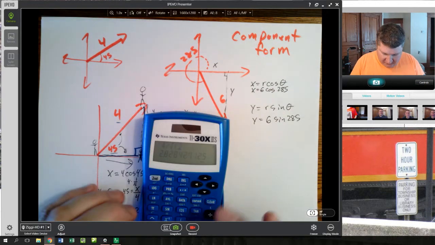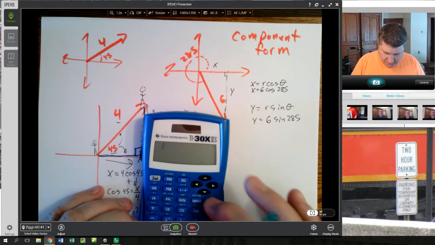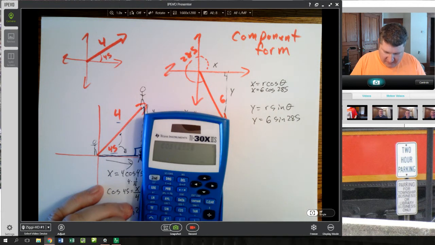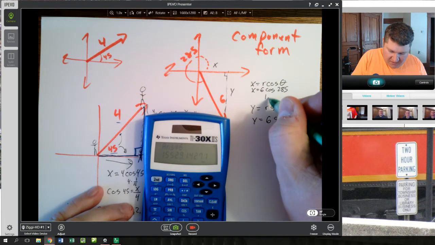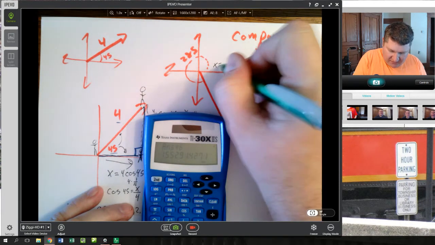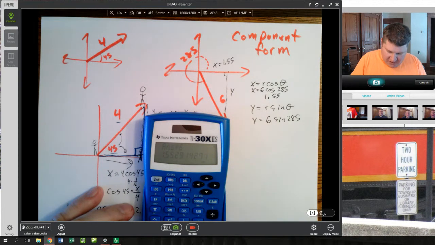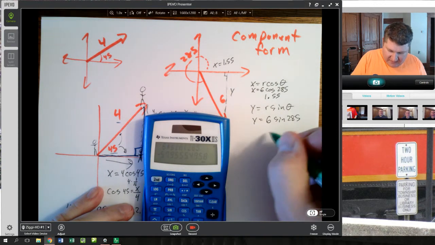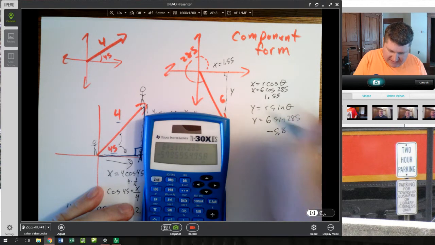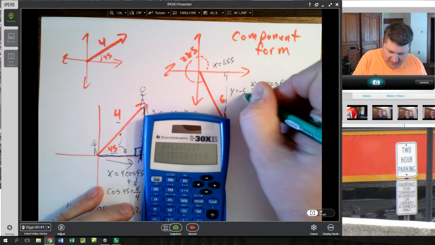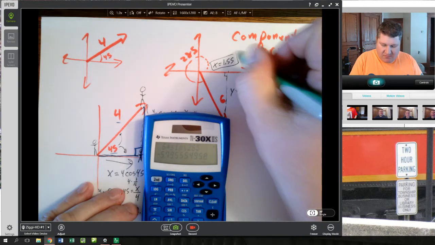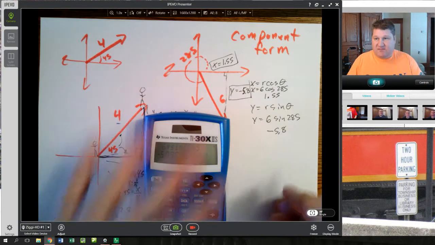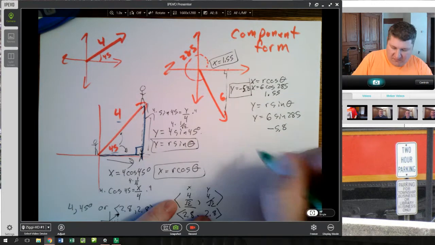Now we can't use a special deal on this one because it is not one of our special triangles. So cosine 285 times 6, the answer is 1.55. So x equals 1.55. Y is 6 times sine 285, and that is negative 5.8. Now, of course, why is it negative? It's going down. So by going down, the negative indicates I'm going to go down. To put this in component form is super easy.